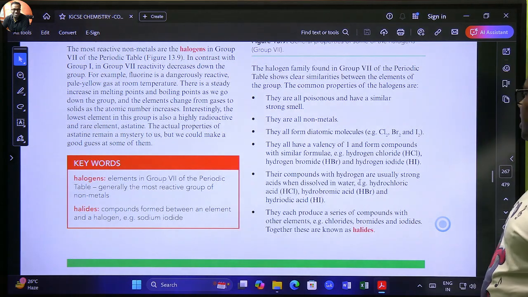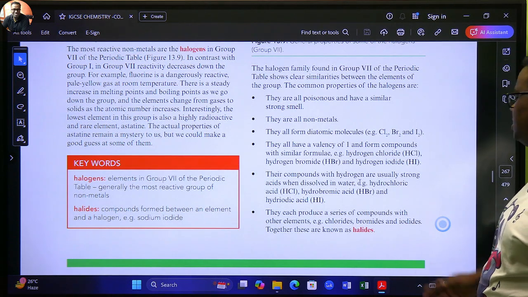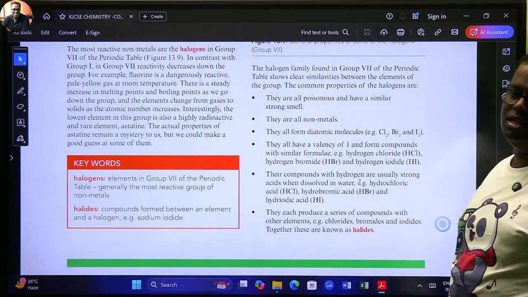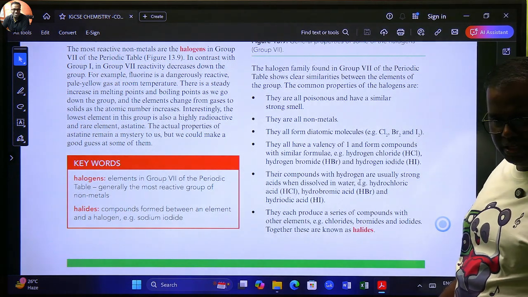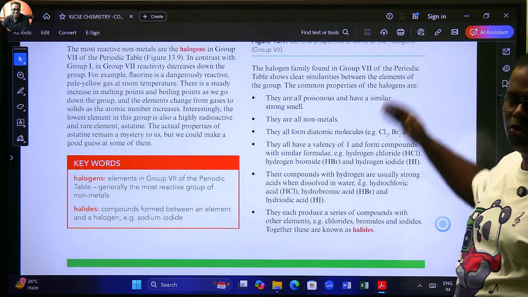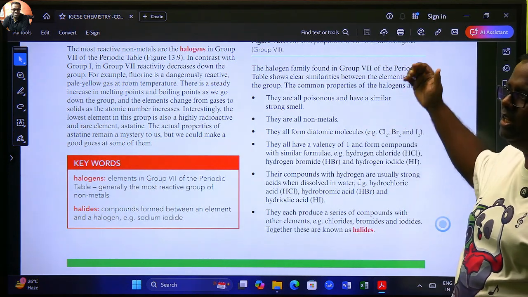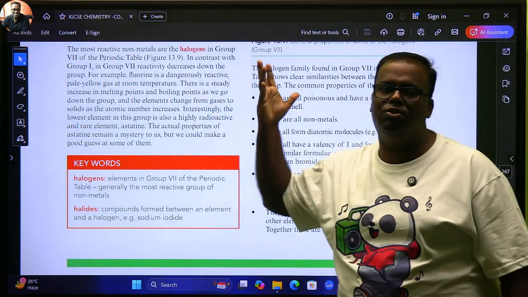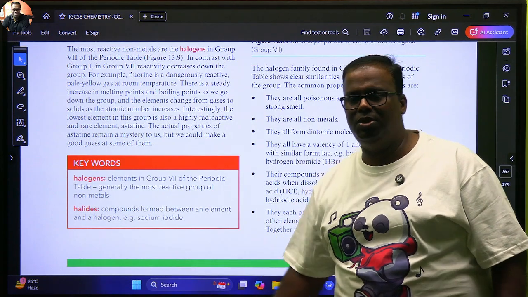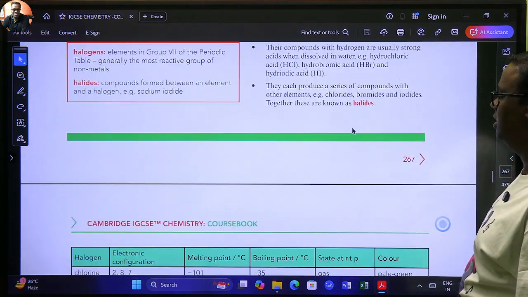Now next. They produce a series of compounds with other elements, such as chlorides, bromides, iodides, together known as halides. Clear? The striking things are what? Reactivity decreases down the group, melting and boiling points increase, all are poisonous, and the physical nature slowly transforms from gas to liquid to solid. Astatine is not studied because it is radioactive. Your questions come only on this much.